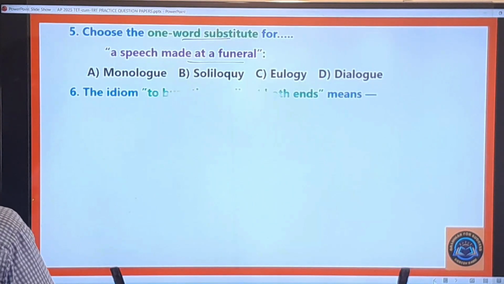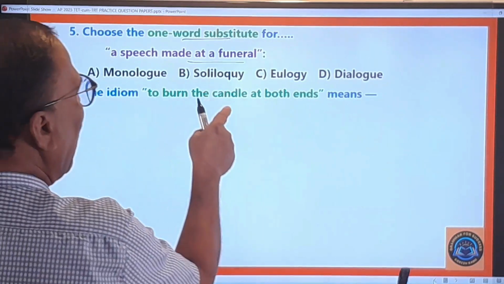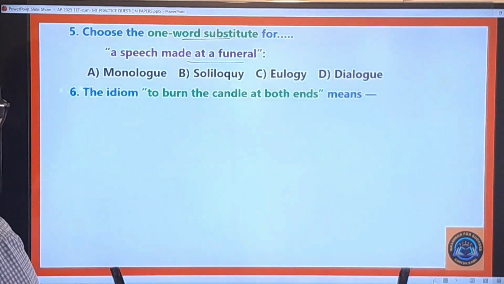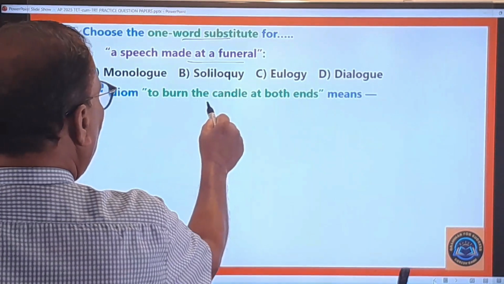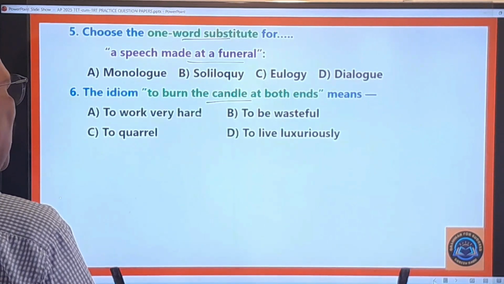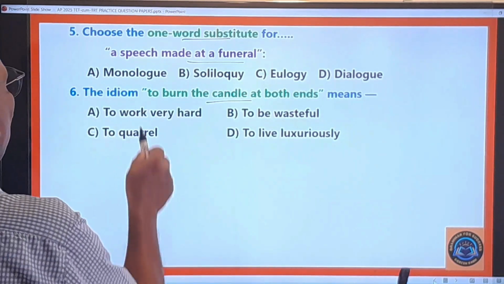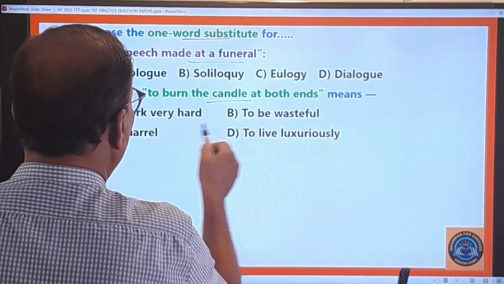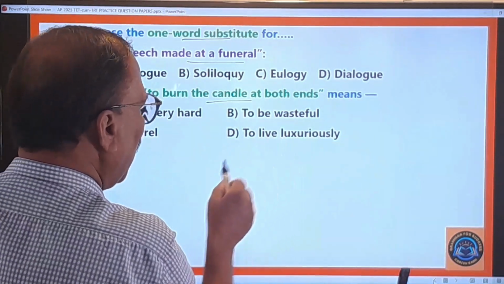You go to the sixth question. The idiom to burn the candle at both ends means what? What is the meaning of this idiom? Here are given four options. You choose the relevant answer. To work very hard, to be wasteful, to quarrel, to live luxuriously.